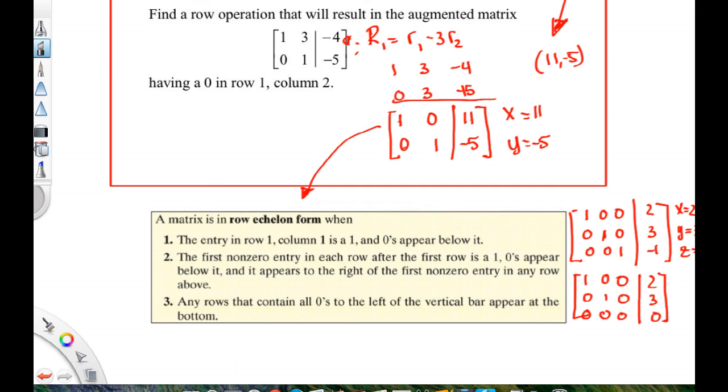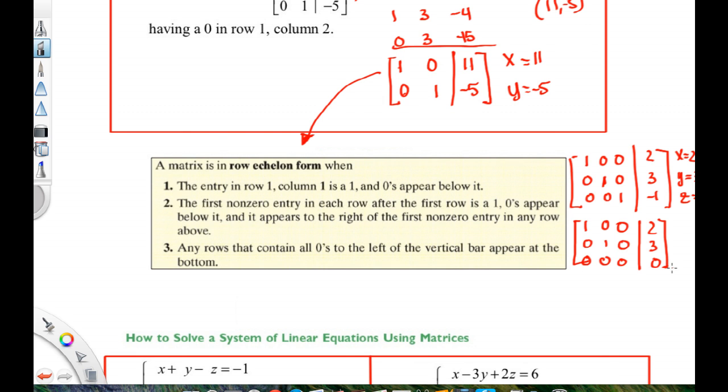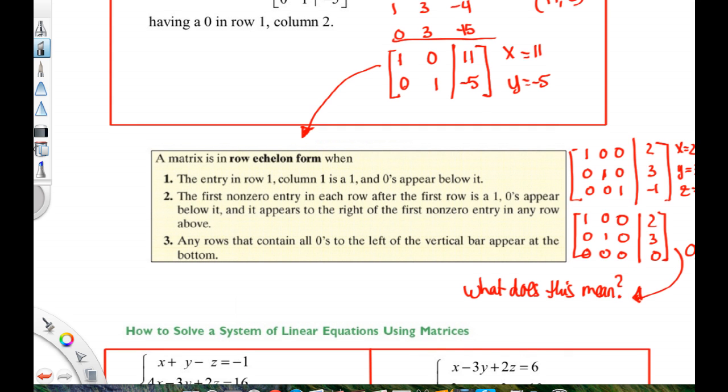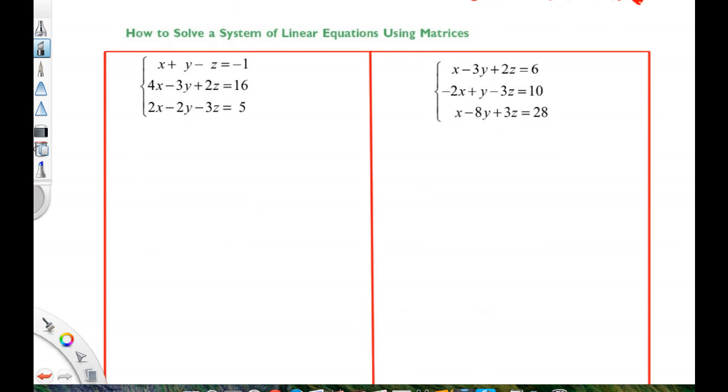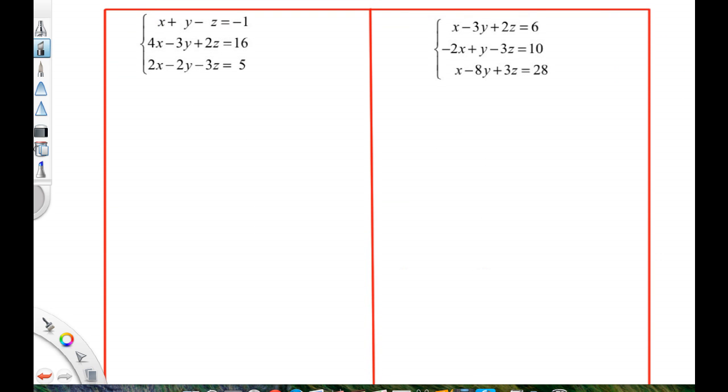So I have a question for you, and I think you need to figure that out a little bit on your own, but you see it somewhat. Say, what does this mean? Alright, what does this mean? I mean, here you have a row that says 0x, 0y, 0z equals 0. So you get something like 0 equals 0.